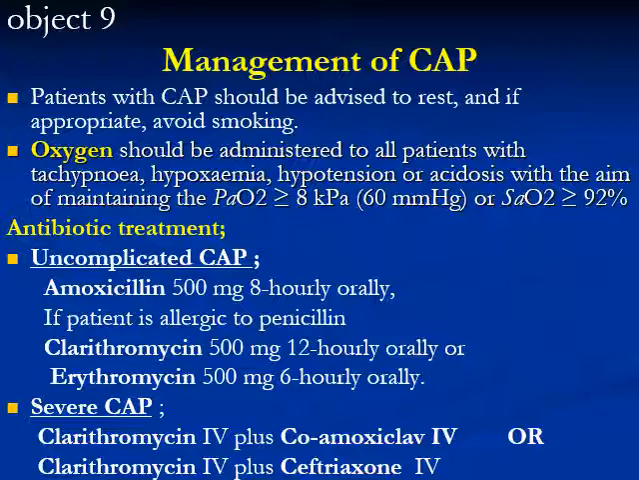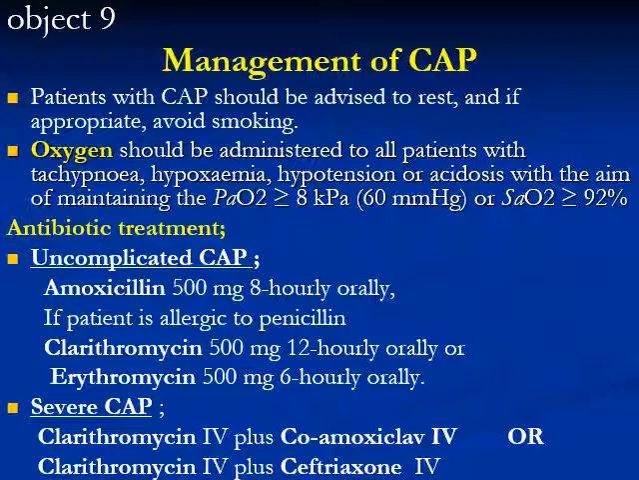If the patient has severe community-acquired pneumonia, the patient is feverish, toxic, there is hypotension, there is hypoxia. So it means the patient has severe community-acquired pneumonia. Here the patient should be admitted to the hospital, and we start the treatment parenterally.